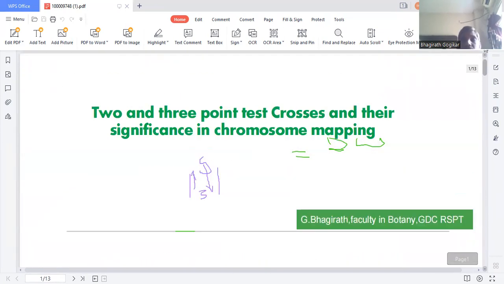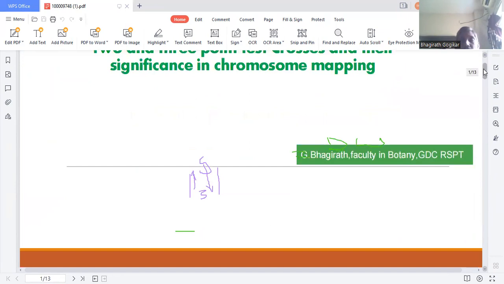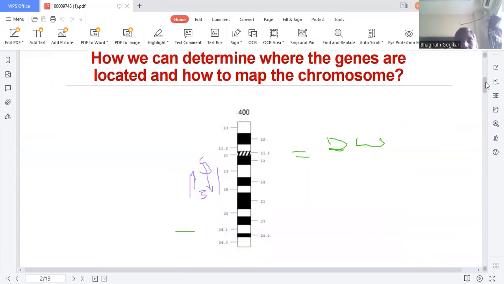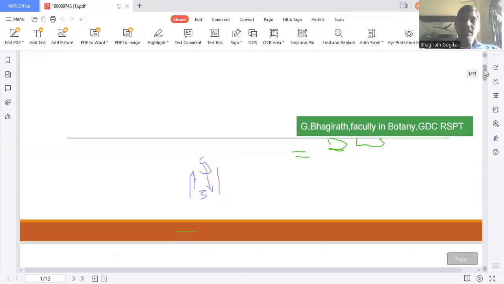So this is the 3-point and 2-point test cross, and how to construct chromosomal maps to know the gene order, the distance between the genes, and where each is present on the chromosome. These are the three things we can easily reveal by construction of chromosomal maps, or genetical maps. This is the small chapter related to the 3-point and 2-point test cross. If you have any doubts, please ask me.